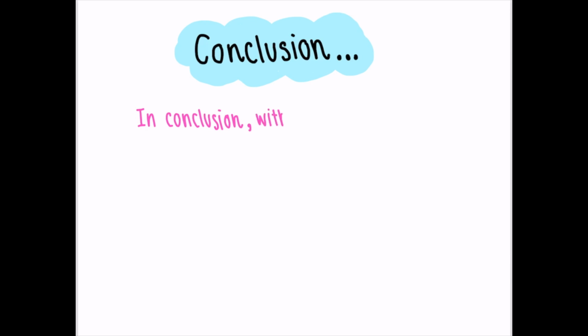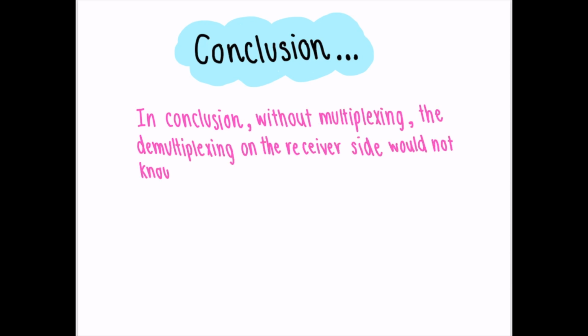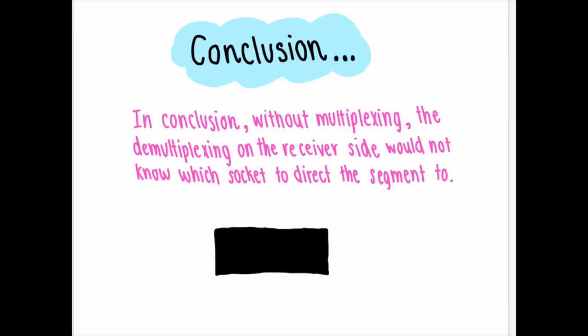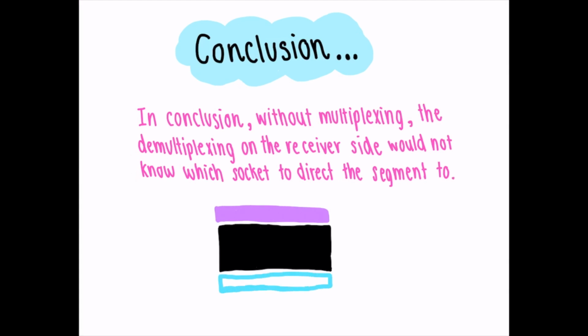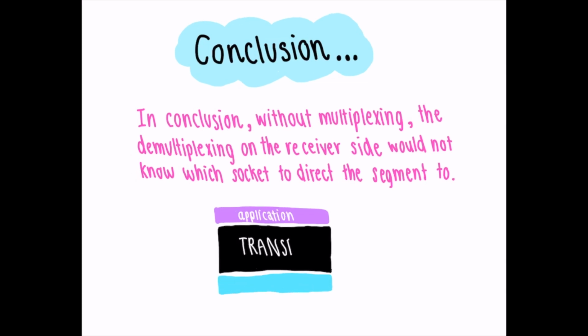In conclusion, without multiplexing, the demultiplexing on the receiver side would not know which socket to direct the segment to. And this process happens ideally in the transport layer.